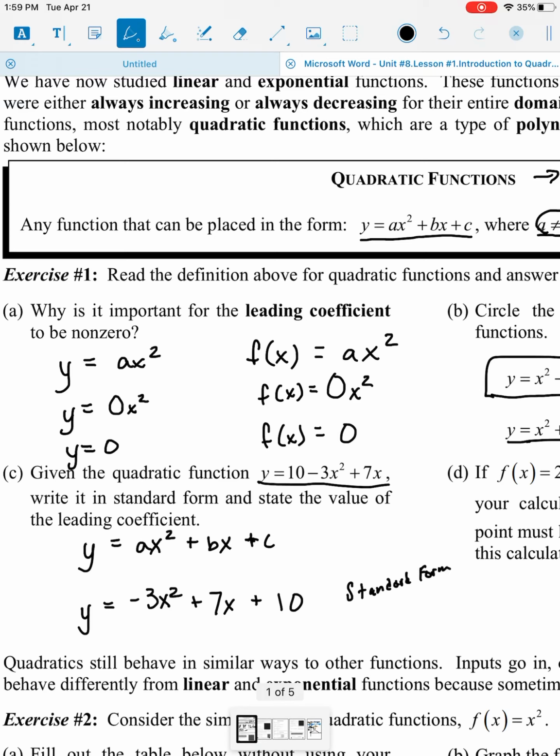And if you're looking for your leading coefficient, that's the coefficient of the leading degree term. And if you look at that, the x squared is the highest degree of power of the function. It is our leading term, and the leading coefficient is the coefficient attached to the x squared, which happens to be -3.